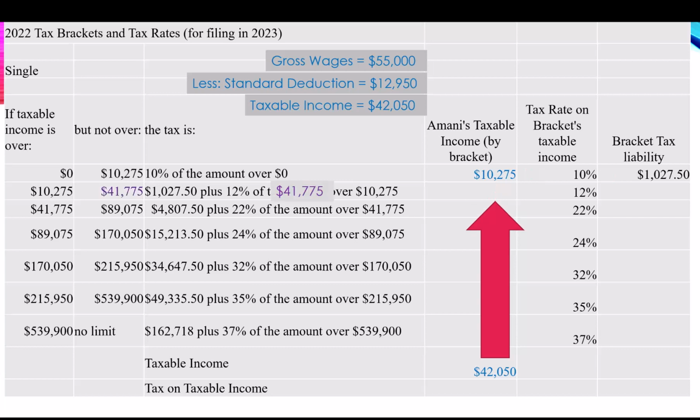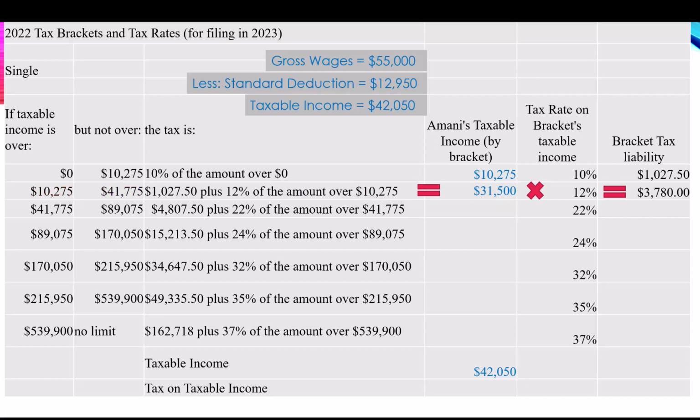Because we haven't allocated the full $42,050 worth of taxable income, we're going to repeat the process moving to the next row. We'll take the bracket maximum less the bracket minimum to find out that we can allocate another $31,500 to that second row. We'd multiply that next $31,500 of taxable income by the 12% rate for that row and identify that we have $3,780 of tax owed on the next $31,500.